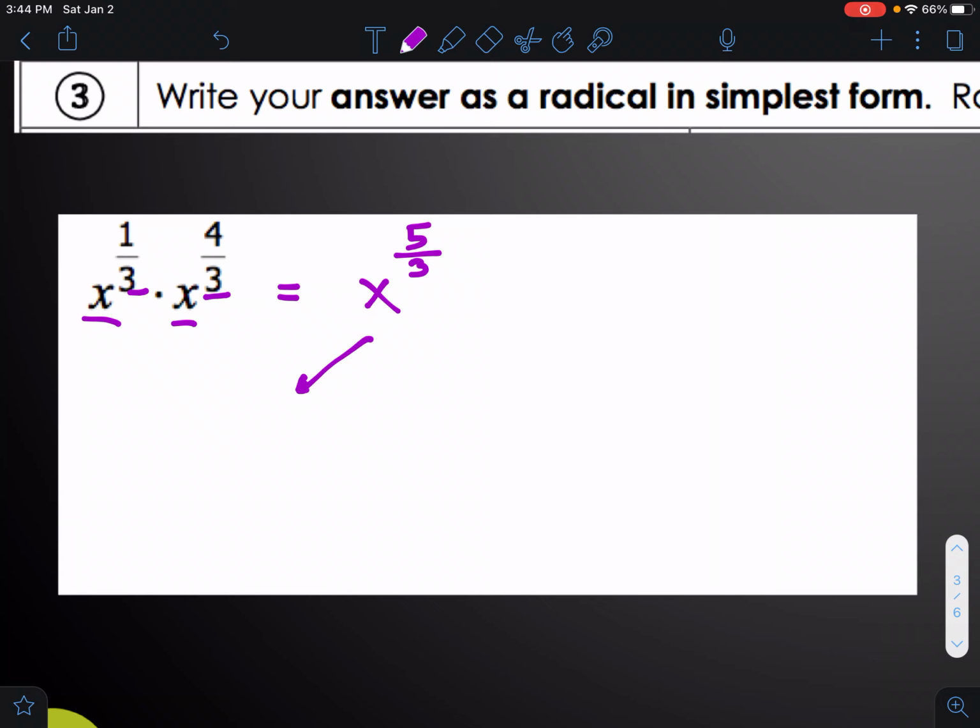So the first one would be to convert this right away into a radical, and then simplify like we've been doing. So let's see. Okay, I have 3 x's can go here, and that would give me 2 left over. So this would be x.